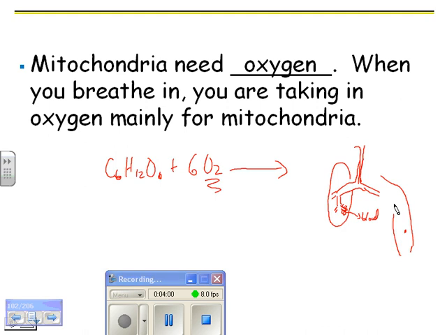In that cell, let's pretend the cell is bigger, you've got a nucleus and endoplasmic reticulum and Golgi bodies, and so on. You've also got mitochondria. From the blood, oxygen will diffuse to the mitochondria, and then the mitochondria can do business.